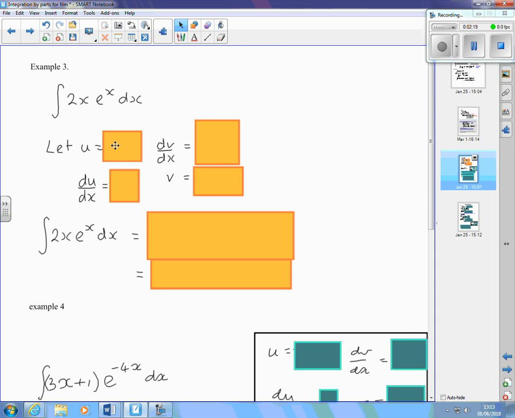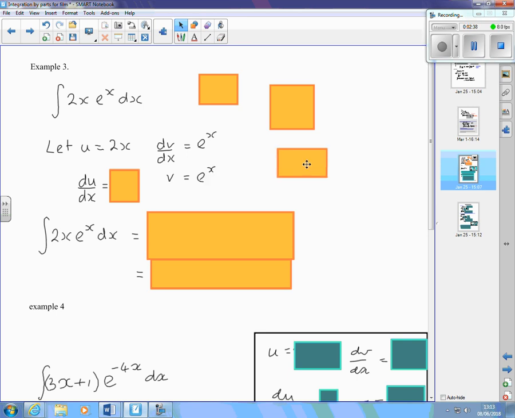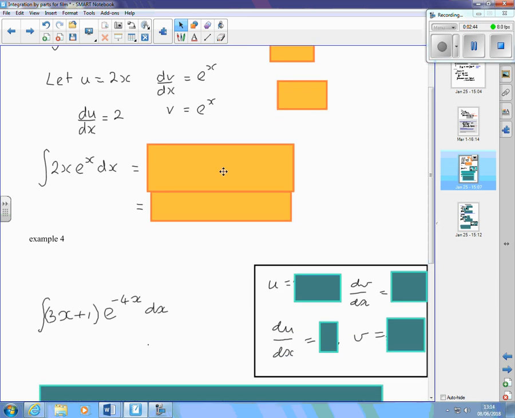Here, think, which one will you integrate and which one will you differentiate? You don't want something to get more complicated when you integrate it. We'll have u is 2x and dv by dx is e to the x, because when you integrate e to the x, you get e to the x. Now, when we put this into the formula, we have our u times v, take away v, that's the e to the x, times 2, which was our du by dx.